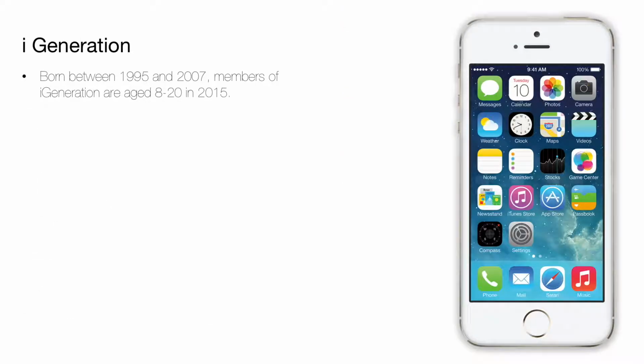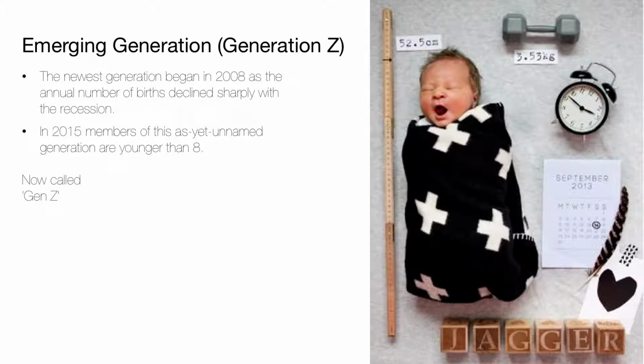The final two generations are ones that are emerging at the moment, and we still don't have too much information on them as they haven't got to the point where they're working yet. Born between 1995 and 2007, members of the I generation are aged between 8 and 20 in 2015. And then we have our emerging generation. The newest generation began in 2008 as the annual number of births declined sharply with the recession. In 2015, members of this as yet unnamed generation are younger than 8. This generation is now often referred to as Generation Z.